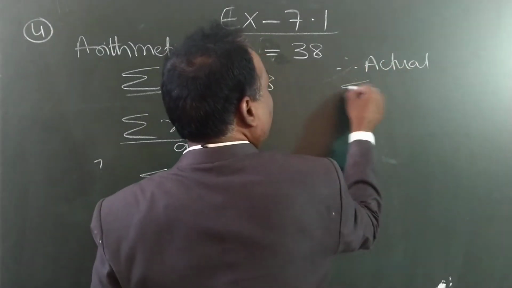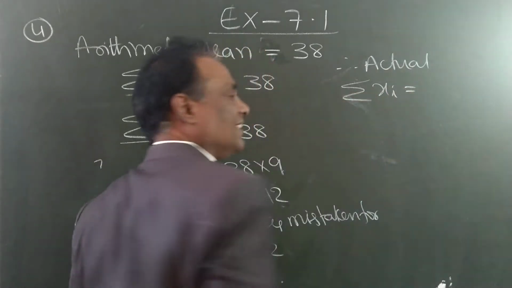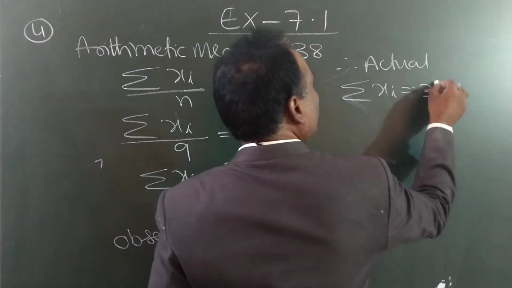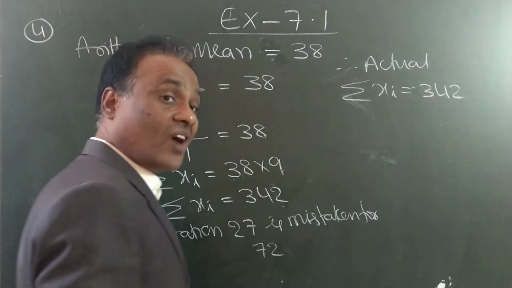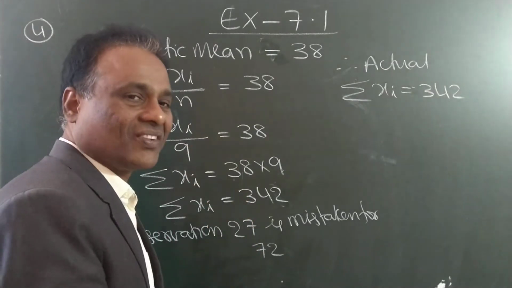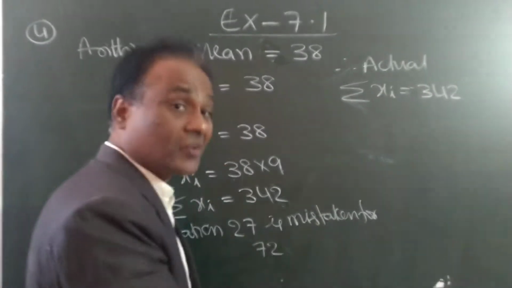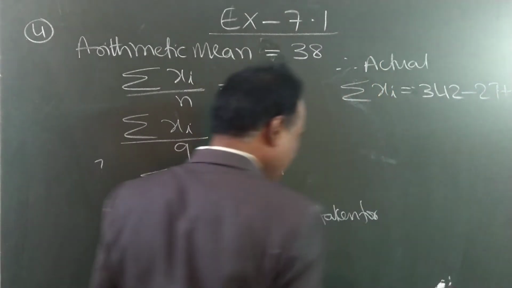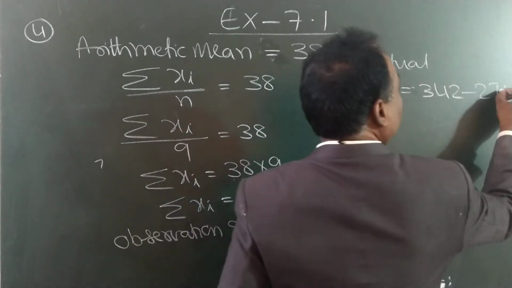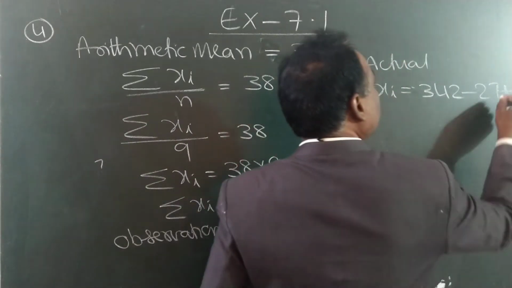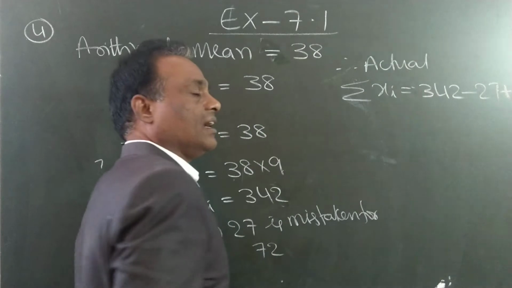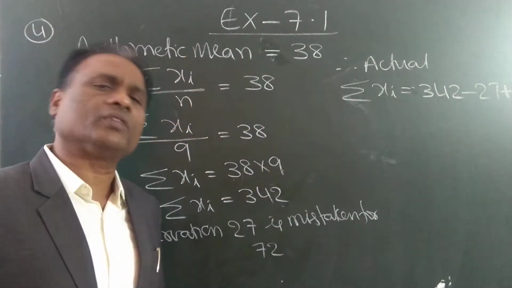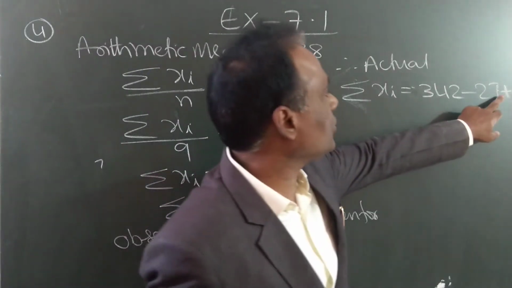Actual sum will change. The sum is 342, but here we did something wrong. What is wrong? 27 is not there actually, but we added that 27. So remove that. Remove 27, but add 72 instead of this. In place of 27, write 72. Remove that 27 and add 72. That's all. This concept you have to understand.